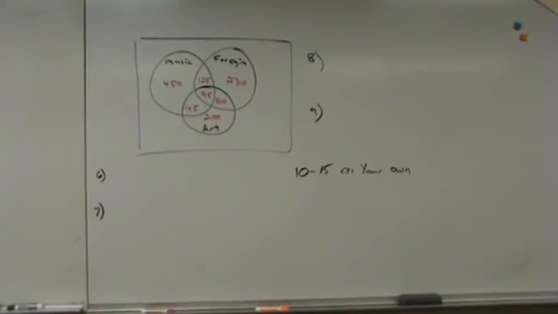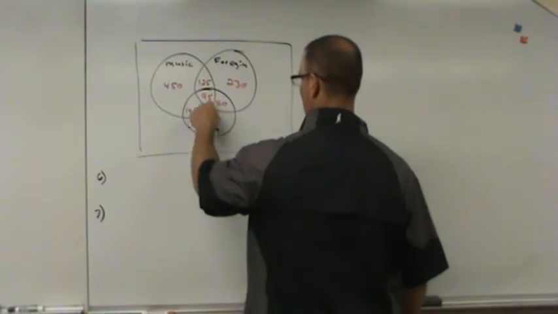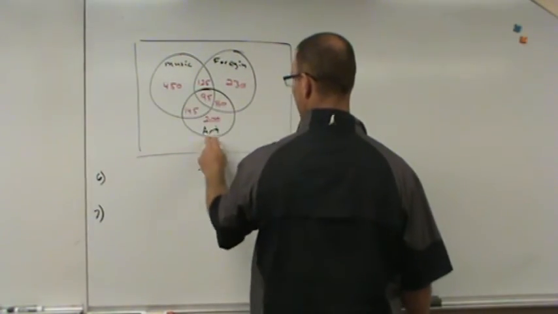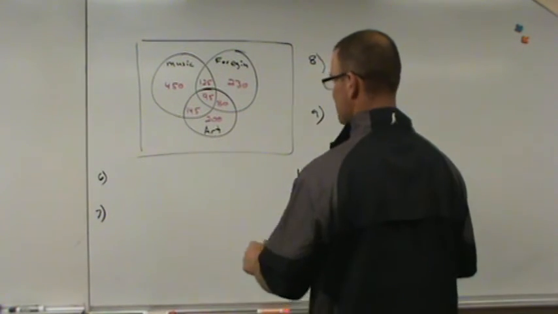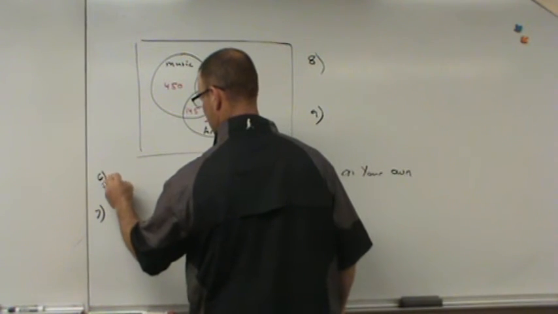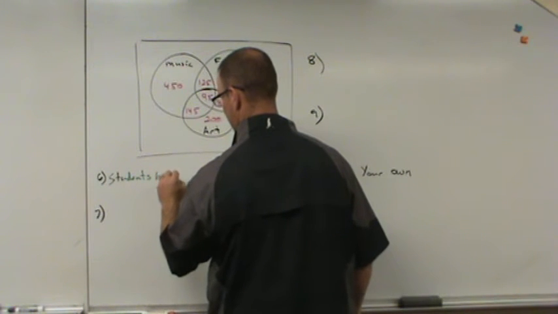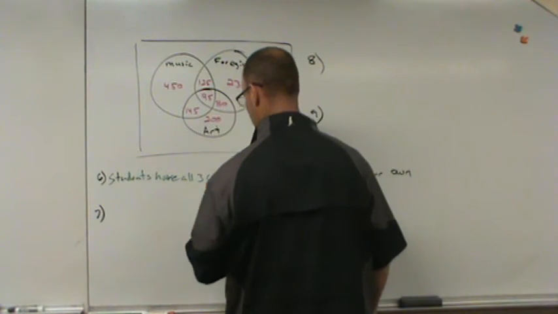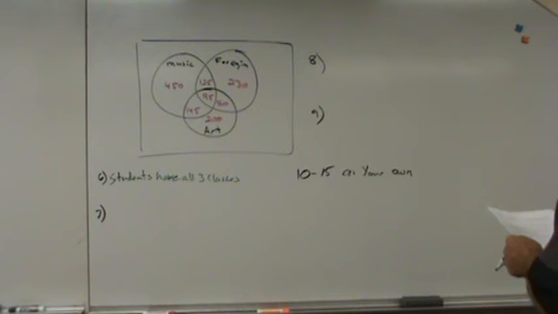All right? 6, what does the 95 in the center tell you? Well, the 95 is in the art circle, the music circle, and the foreign language circle. So what that tells me is these students have all 3 classes. Makes sense, right? They're in all 3 circles.